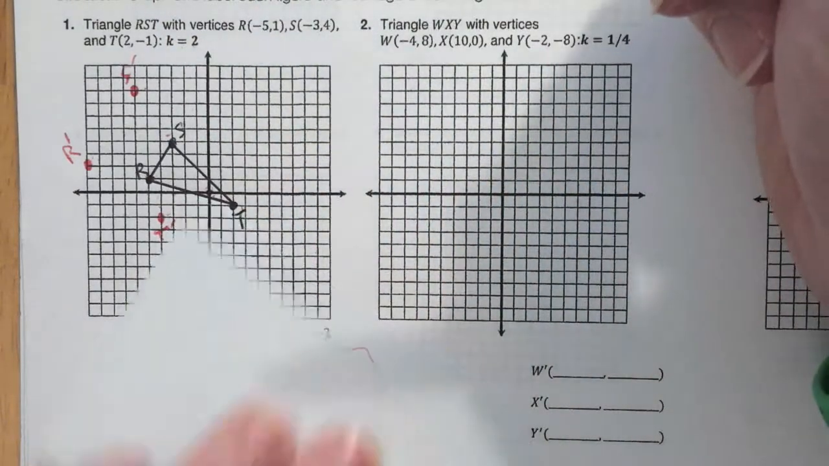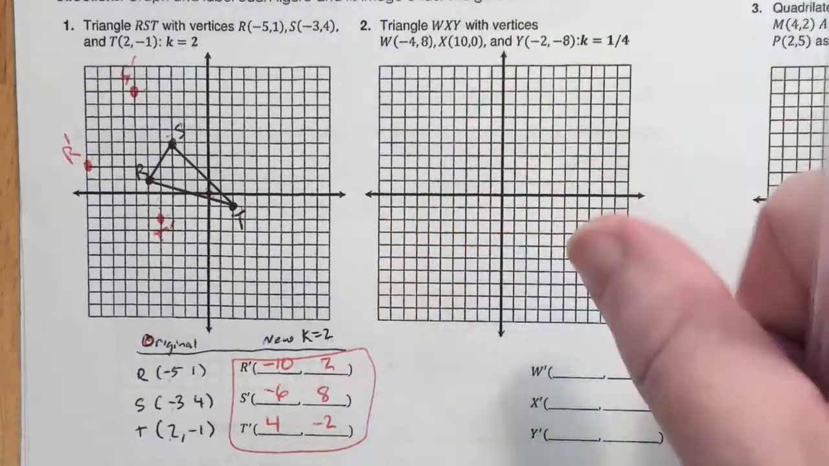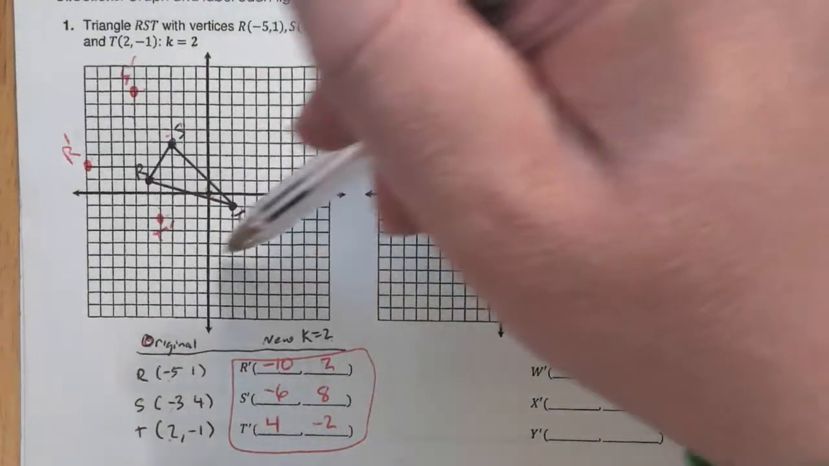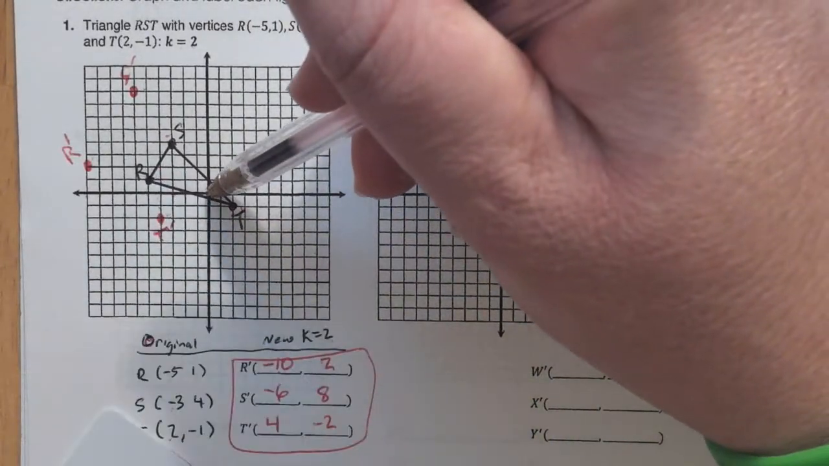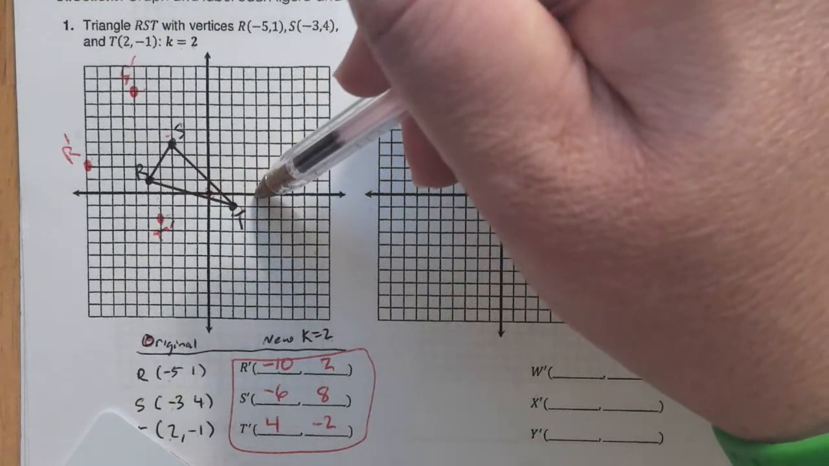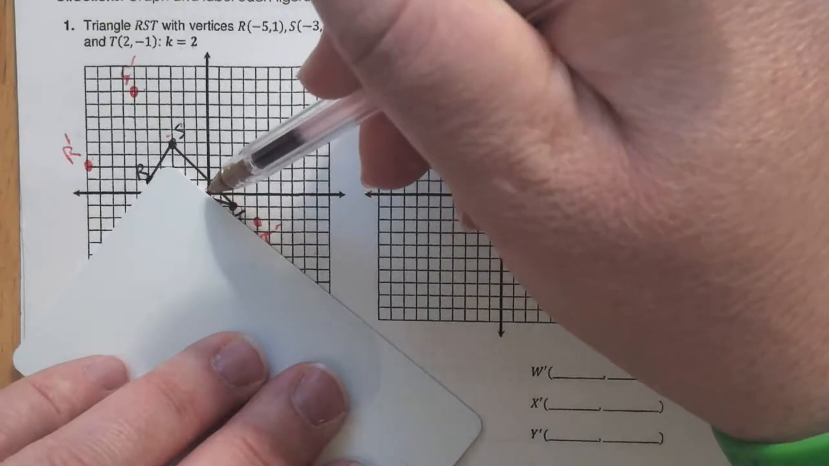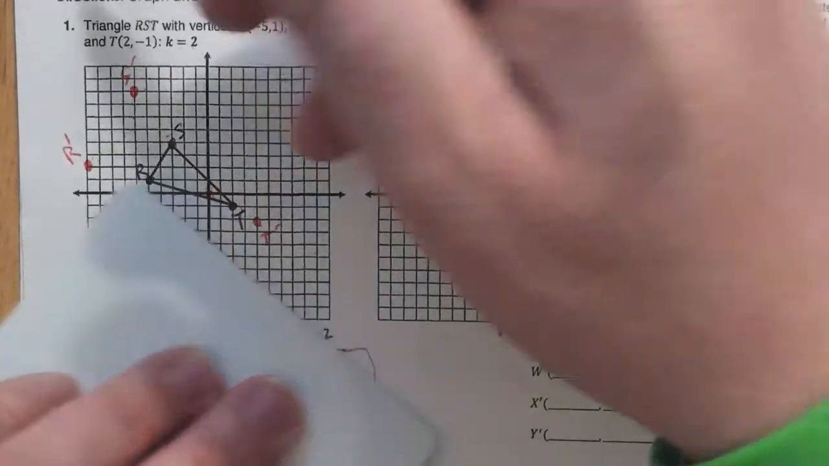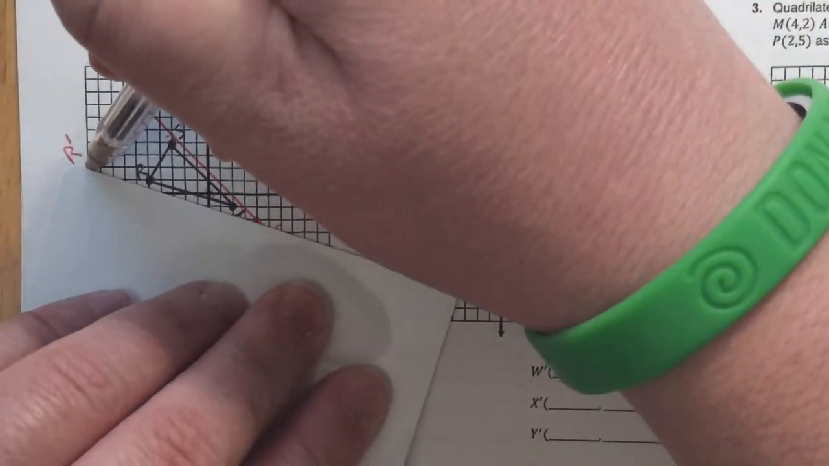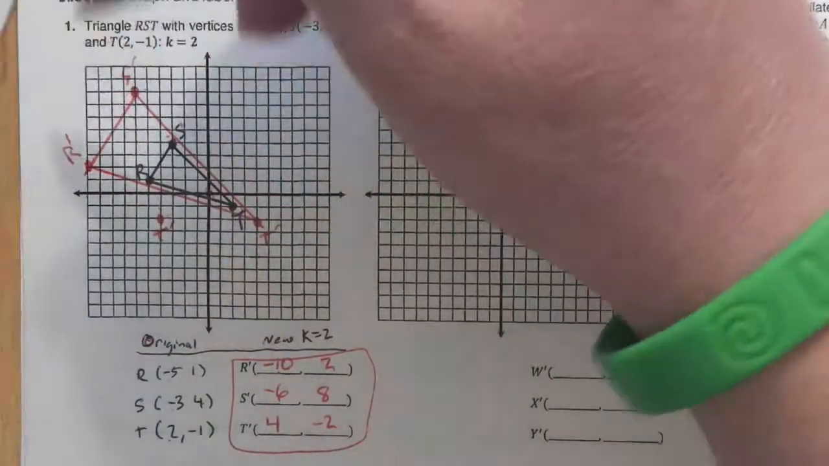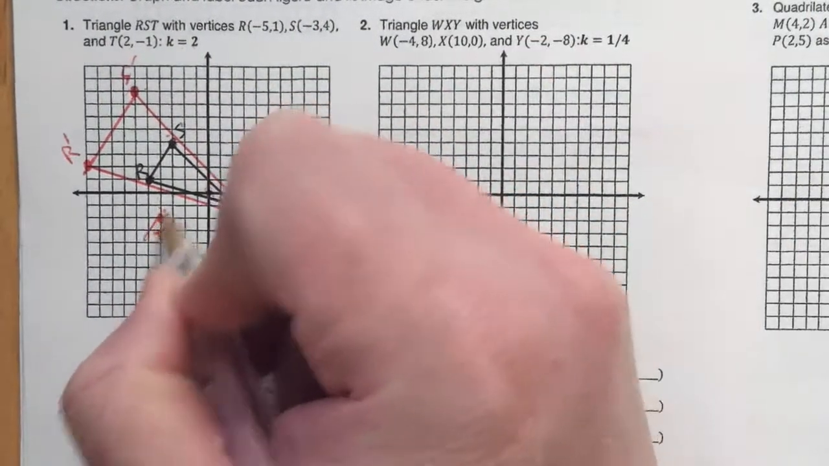Well, something's wrong. Oh, this is a positive 4, not a negative 4. Oh, I went the wrong way. And notice I caught my mistake. So it was supposed to be a positive 4, negative 2. And there's my T prime. And notice that 0, 0, T, and T prime are all on the same line. Okay, so if we connect all the dots, doesn't it look like it just got bigger? Yes, it does.